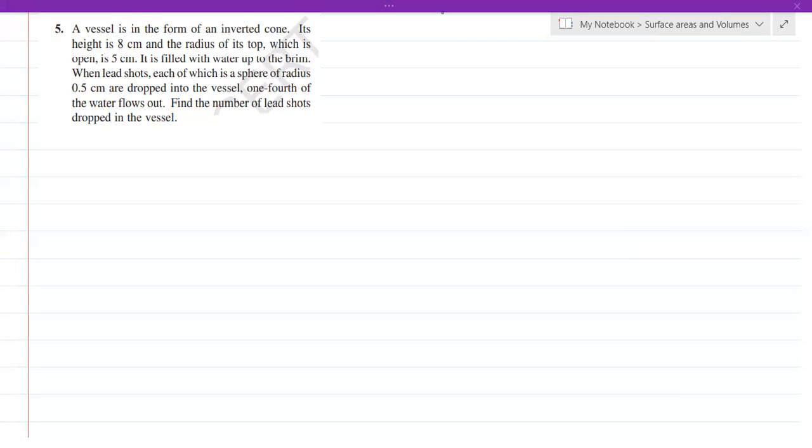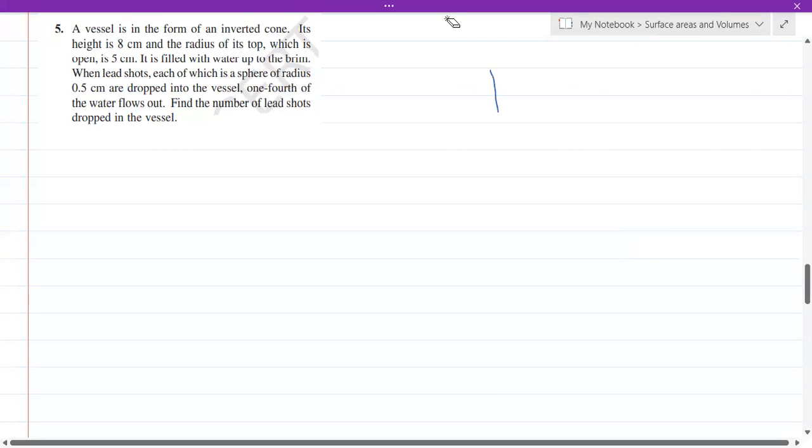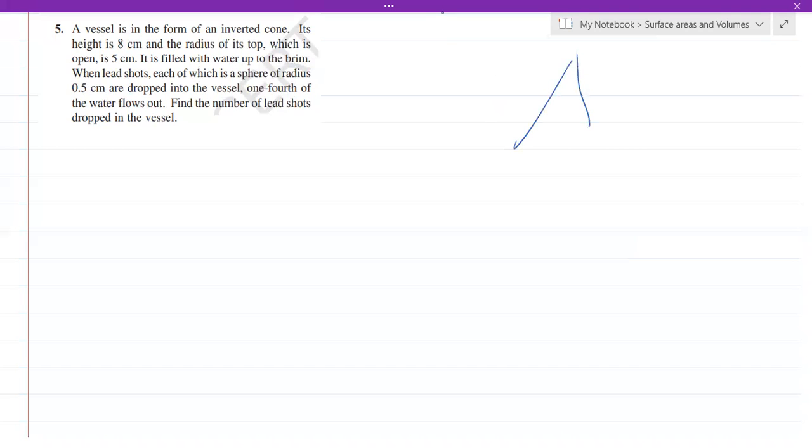Okay. So first, let's take a cone. Usually, when it's a cone, we draw it in this manner, isn't it? So very clearly, they've mentioned it is an inverted cone. So let's draw it. Let's say this is the inverted cone, which is like a bucket. Now, this is completely filled with water. It is completely filled up to the top, up to the brim.